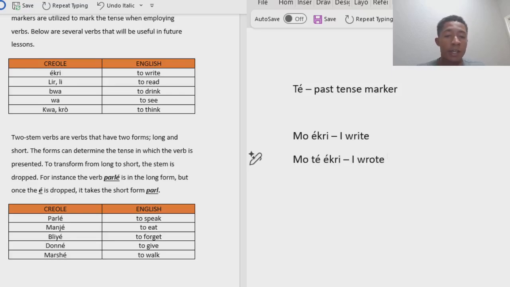And the te, like in English you have the had, oh I had done this, or I wrote this, I had wrote this. That's one way you can think about it. Mo te écrit ça, I had wrote this, or I have wrote this. Mo écrit ça, I wrote that, or I wrote this. Mo écrit, mo te écrit. To écrit.